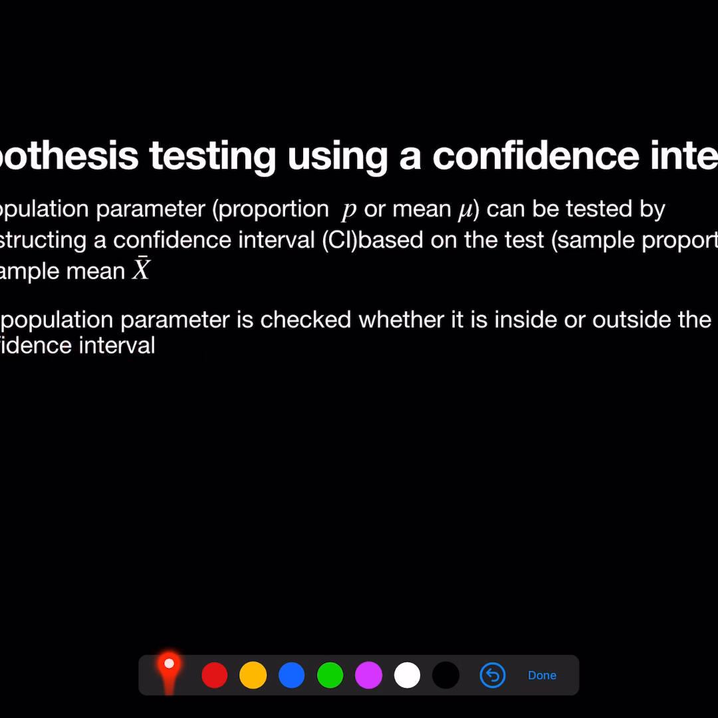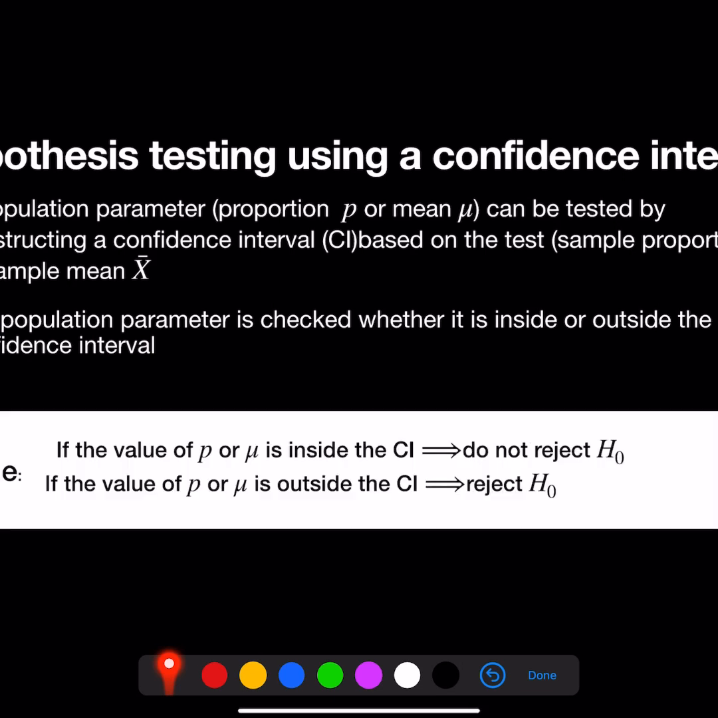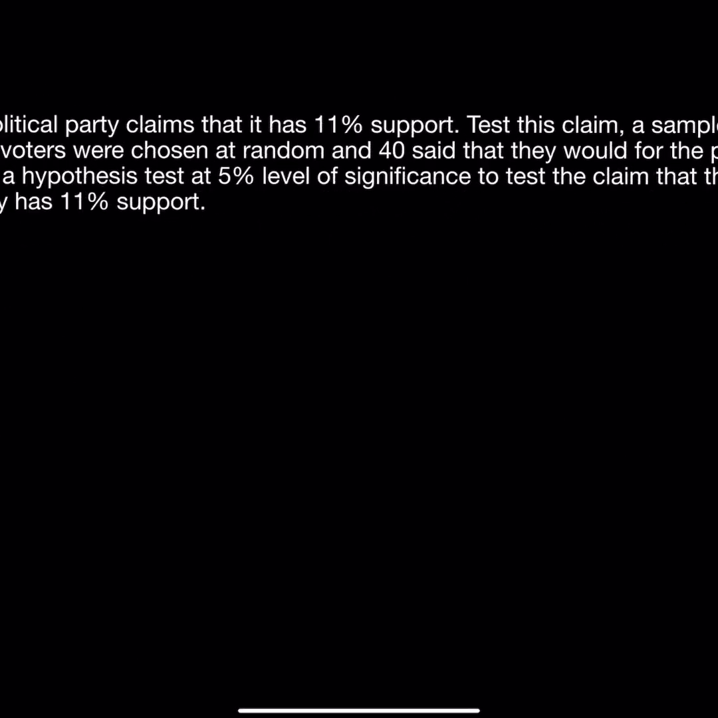If the population parameter is inside or outside of the confidence interval, we can test for the veracity of our claim about the population. So by rule, if the value of the proportion or the mean is inside the confidence interval, then we do not reject the null hypothesis. And if the value of the population proportion or the mean is outside of the confidence interval, we reject the null hypothesis.